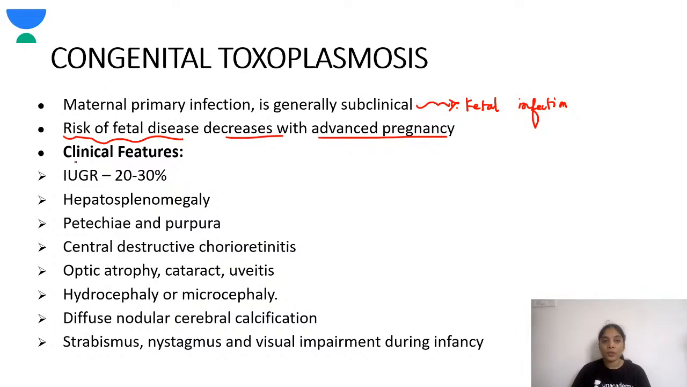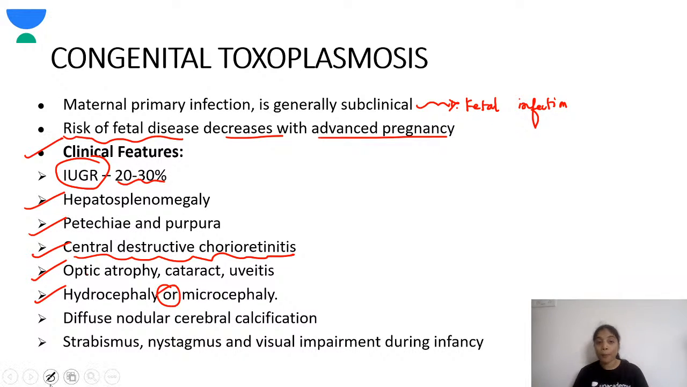Now coming to the clinical features. These children again have IUGR, but not as much as rubella and cytomegalovirus. Here it is up to 20 to 30%. There is hepatosplenomegaly also. Then there is central destructive chorioretinitis. In rubella it was peripheral chorioretinitis, right? Next, there could be optic atrophy, cataract, uveitis, hydrocephaly, or microcephaly.